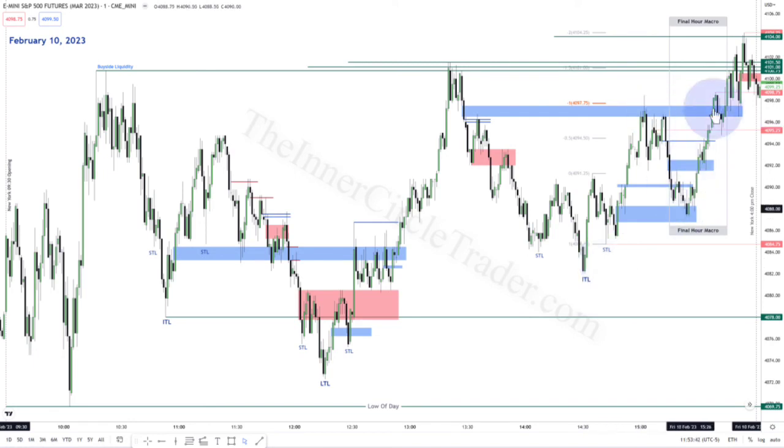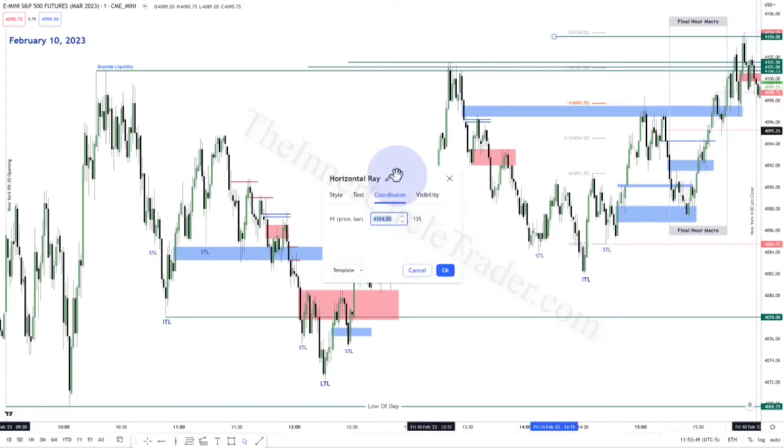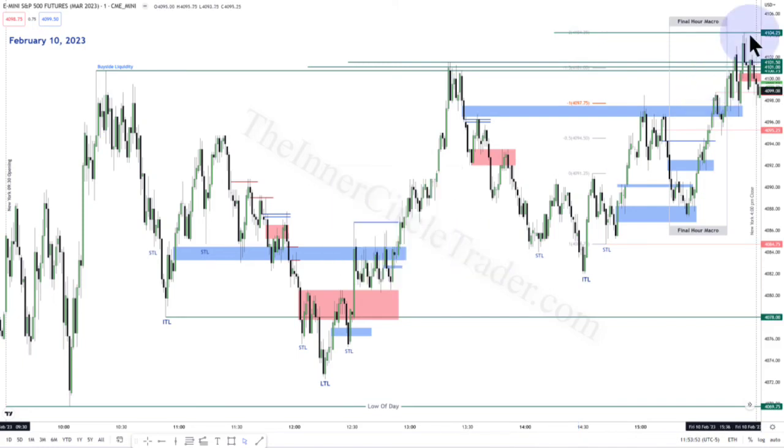And ultimately, how the market walked up into that buy side, into the 4104.25 level, nailing the high. The final hour macro, which is 3 to 4 o'clock, the last hour of trading before the 4 o'clock closing session. Yes, it trades till 5 o'clock, but the bulk of the volume is going to be encapsulated by 4 p.m.